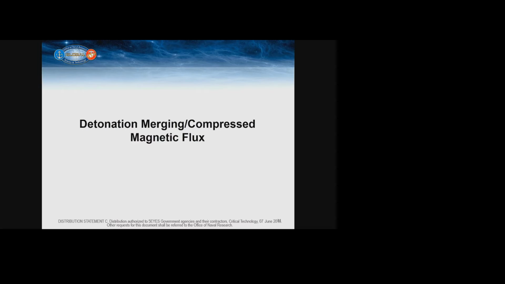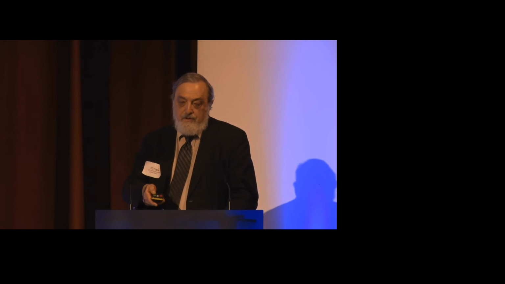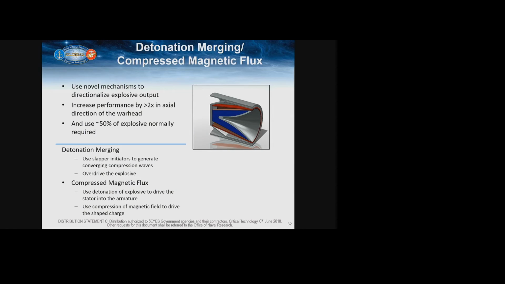Okay, I have just two more concepts that I wanted to talk about. These two are variations with the same type of intention. One is called detonation merging, and the other is compressed magnetic flux. In detonation merging, the concept here is, especially if you want to directionalize either the blast or the fragments, or in this case it would be a shaped charge, when one sets off the explosive, what you really want to do is directionalize it.